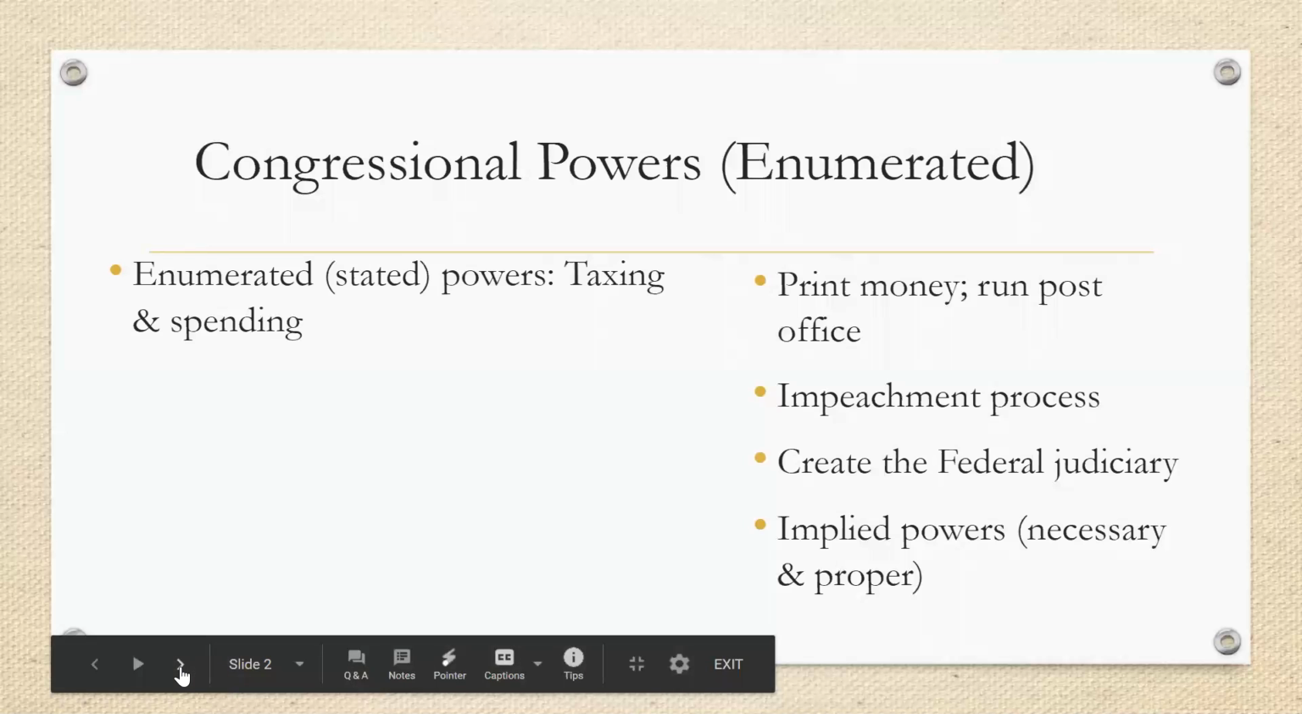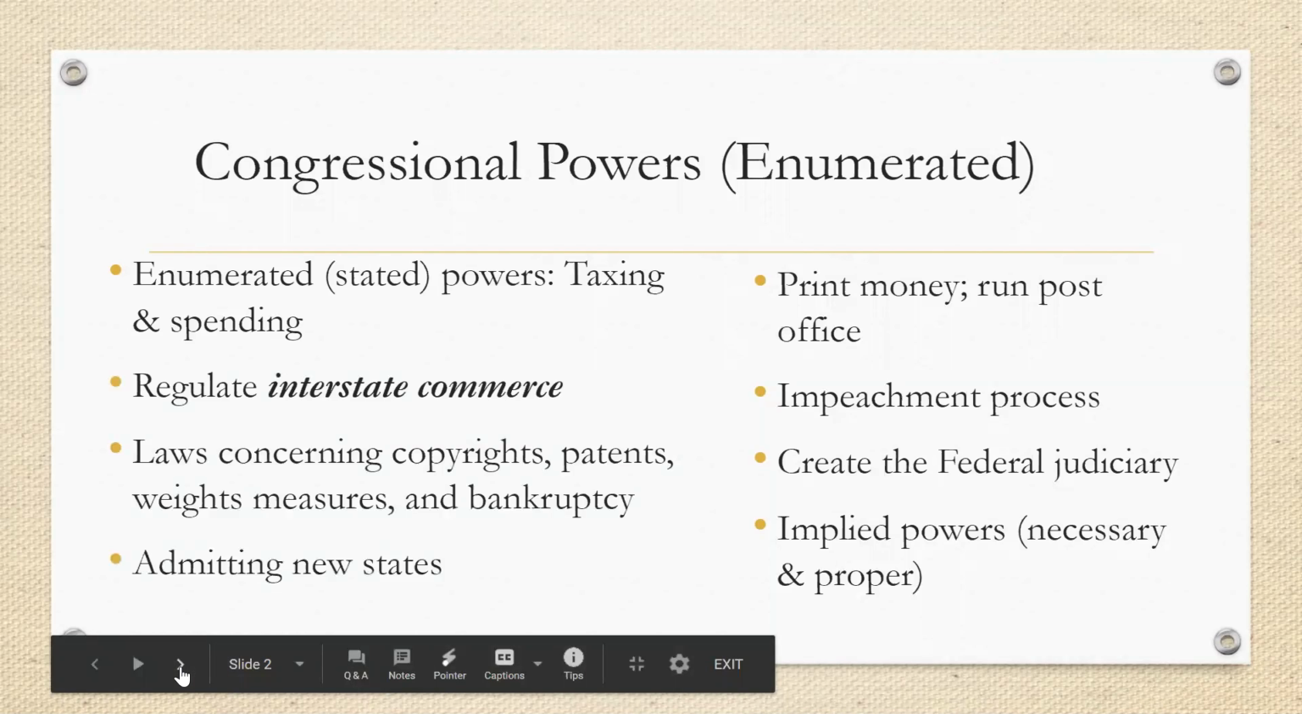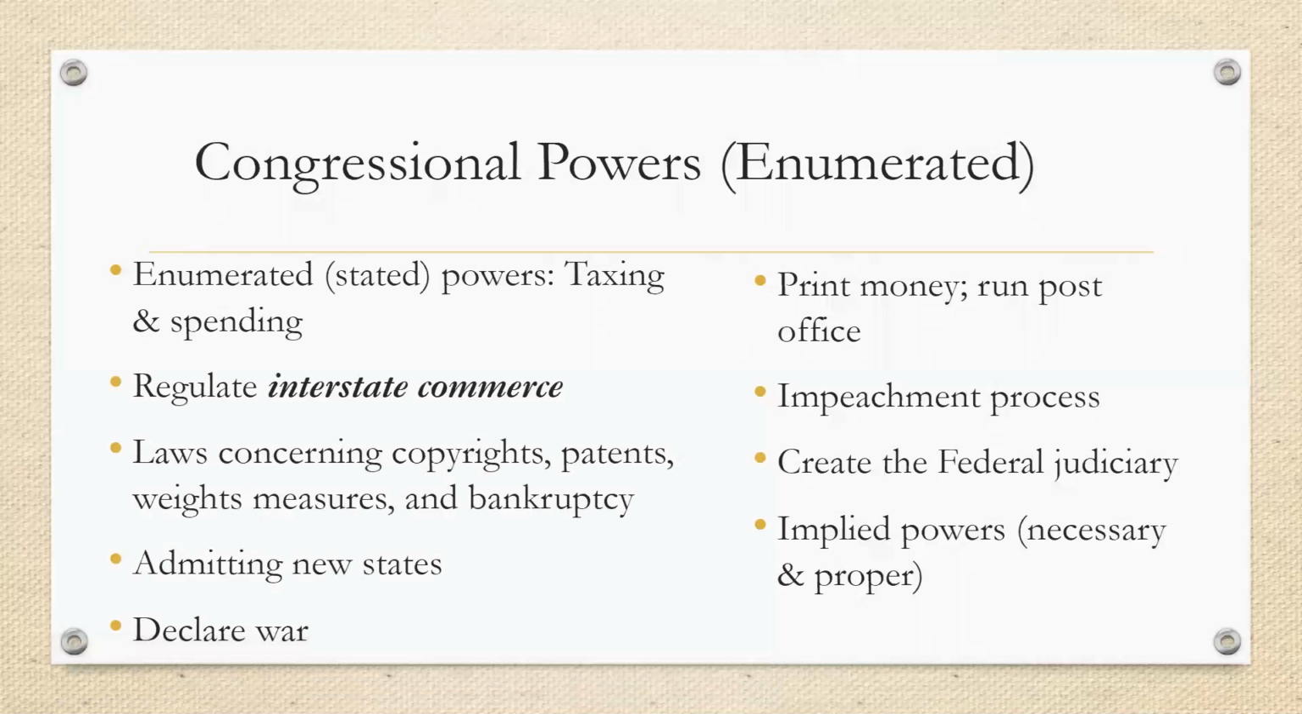These are what are known as the enumerated powers. When we went over the Constitution, we talked about how Article 1, the first of the 7 articles in the Constitution, sets up the legislative branch, and it's the most specific. They go on much longer in Article 1 on the legislative branch than on any other branch or any other function of government.